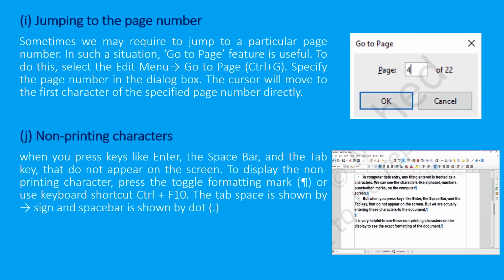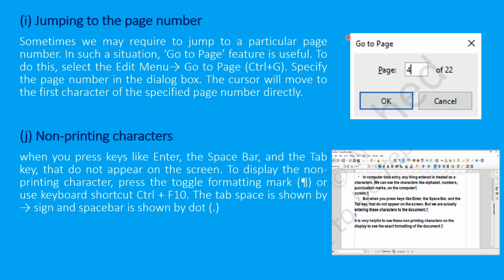Next feature is jumping to the page number. Sometimes we need to go to a particular page in our document. In such a situation, the word processor provides us the Go To feature, which is very useful for us. For this, we have to go to the Edit menu and then click on Go To Page, or you can use the shortcut key Ctrl plus G.